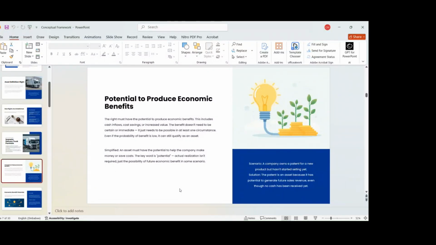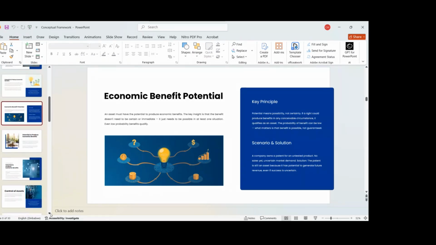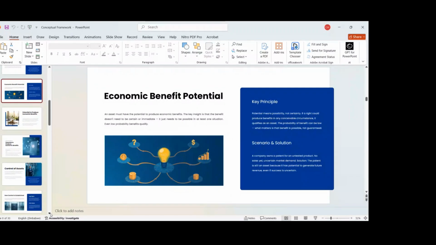If there is the possibility of future economic benefit in some scenario, take a simple scenario: a company owns a patent for a new product, but hasn't started selling yet. Solution: the patent is an asset because it has the potential to generate future sales revenue, even though no cash has yet been received. So it has the potential to produce economic benefit. An asset must have the potential to produce economic benefit.